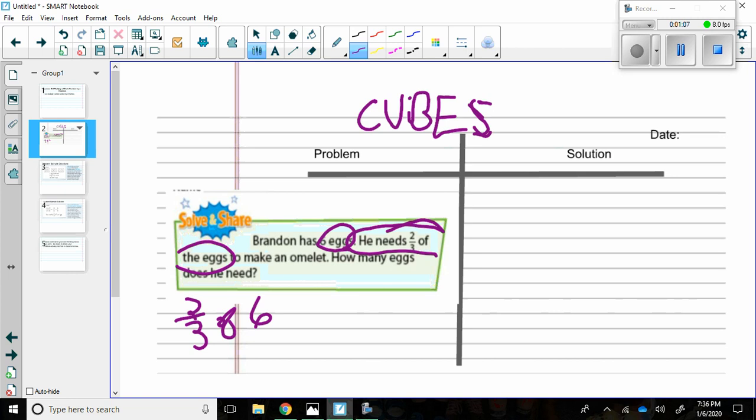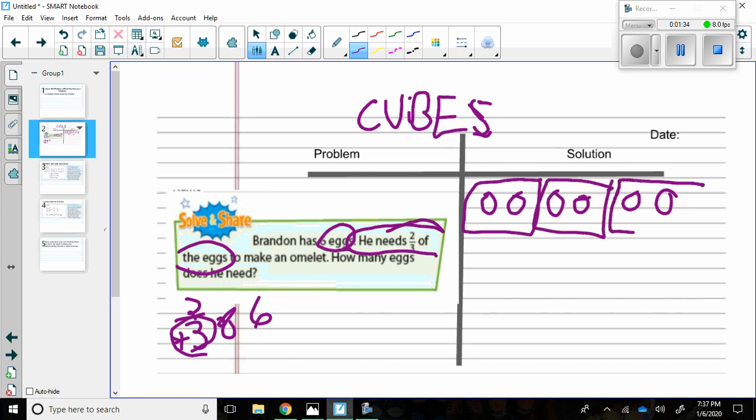And there's a couple different ways that we can work this out. First, we need to understand that if we want to know what 2/3 of 6 is, we want to split the 6 into 3 equal parts. So here's my 6 eggs. 1, 2, 3, 4, 5, 6. And even just looking at that, I see 3 equal parts right here.